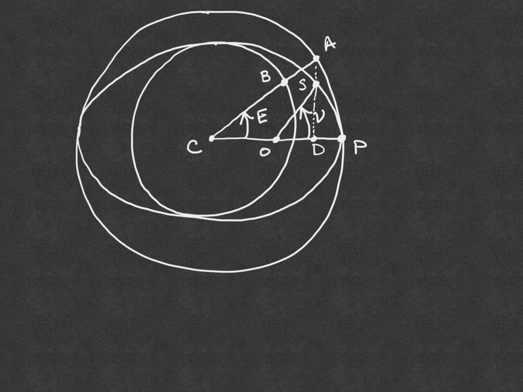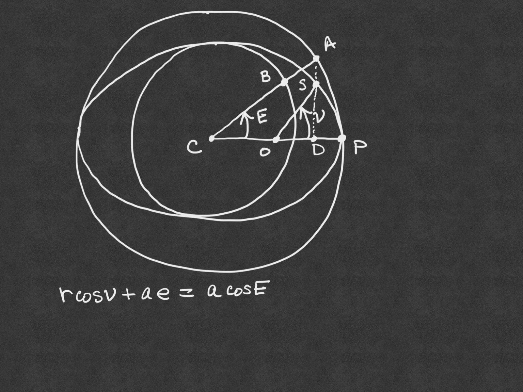Now you can see from the diagram that the distance from O to D is equal to R times the cosine of nu. And if I add that distance to AE, which is the distance from C to O, I get the projection of CA onto the horizontal, which is equal to A times the cosine of E. So that's the first relationship.